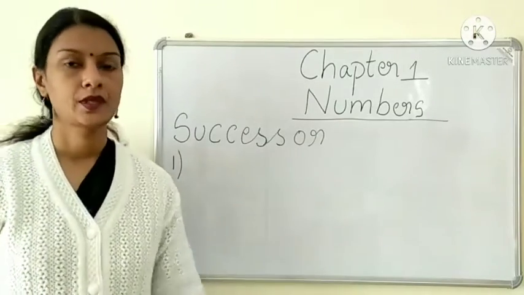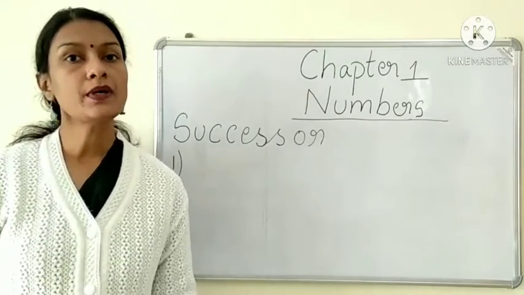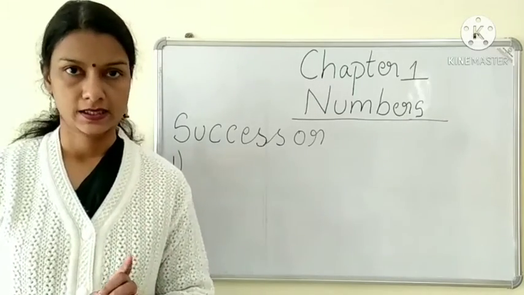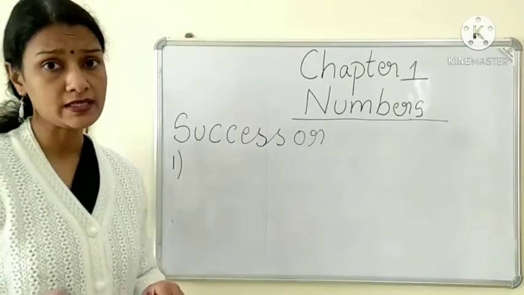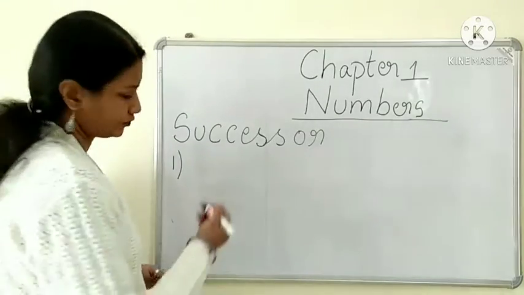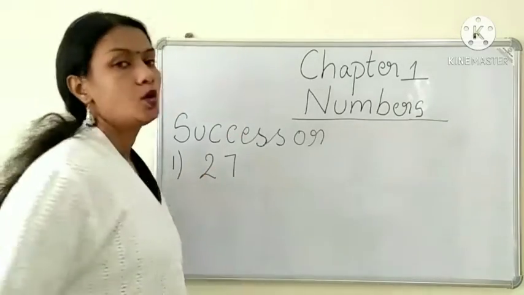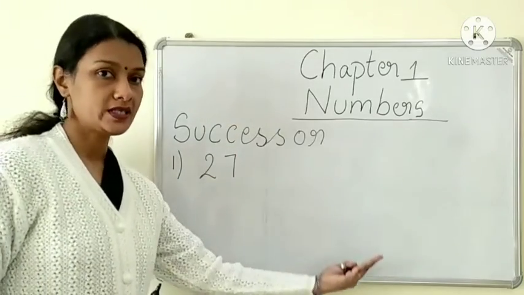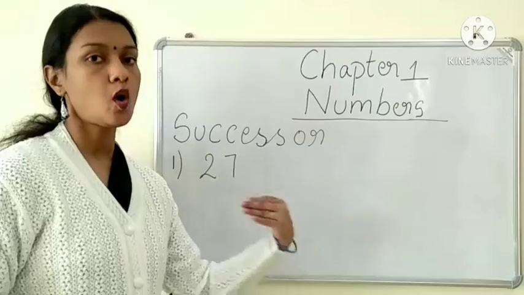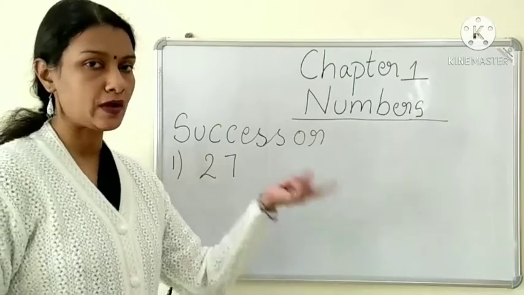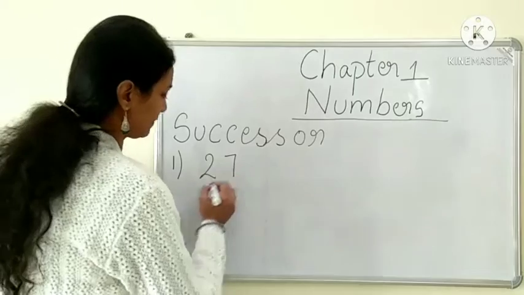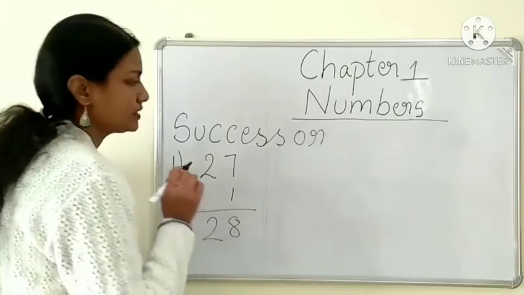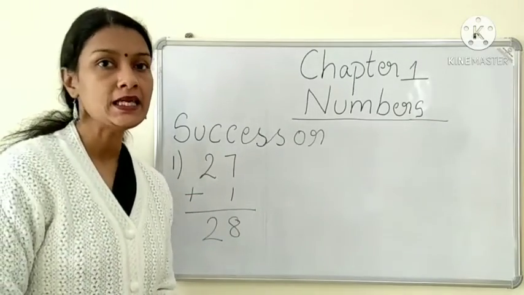Heading is successor. What is successor? The number that comes just after a number is called successor. For example, we'll take 27. So what is the successor of 27? The number that comes just after 27 is the successor of 27. Or you can also add 1 to find the successor. So 27 plus 1: 7 plus 1 is 8, and 2. So the successor of 27 is 28.